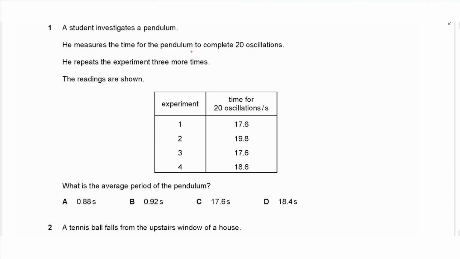He measures the time for the pendulum to complete 20 oscillations. He repeats the experiment 3 more times. The readings are shown. What is the average period of the pendulum? That is the time of one oscillation.